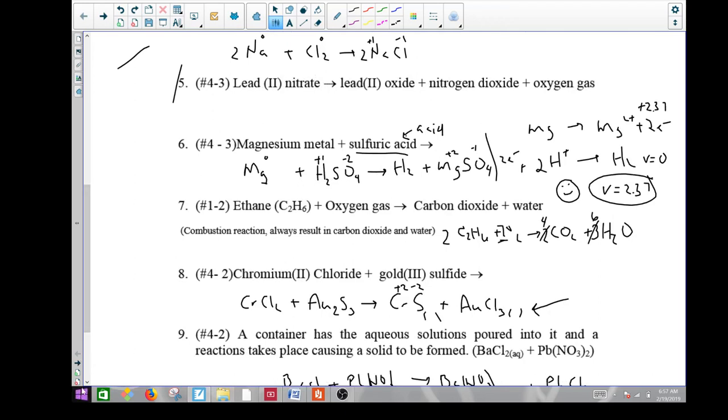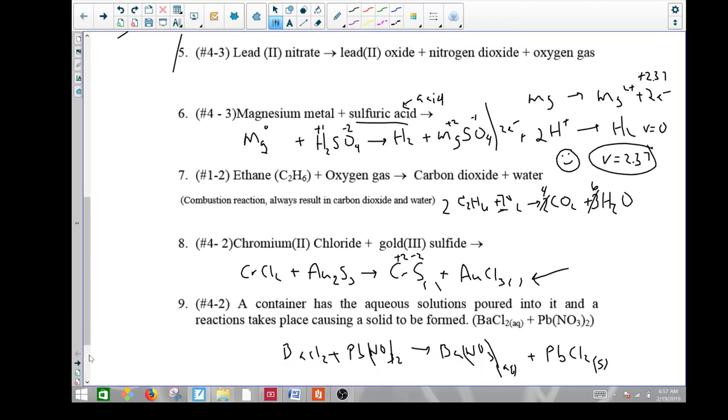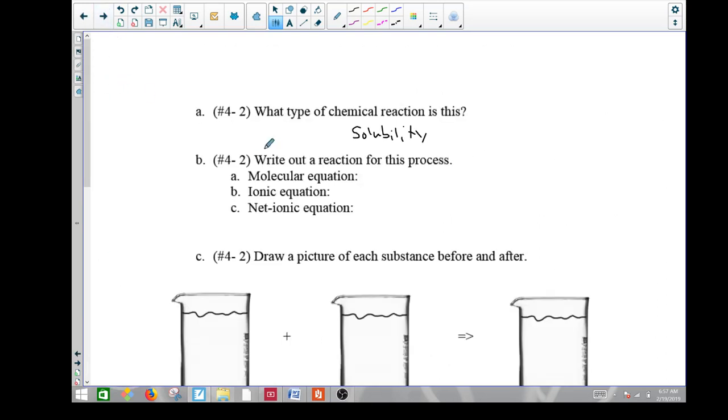Alright, come on. There we go. There it is. Lead nitrate and barium chloride. Alright, so at that point, let's flip over here.